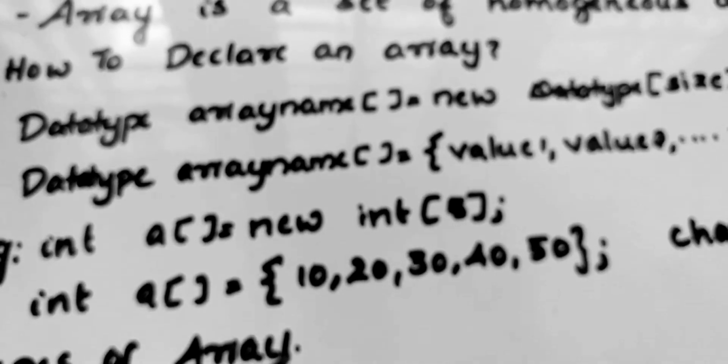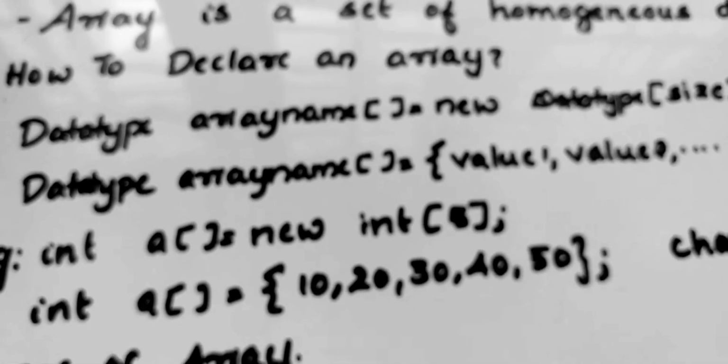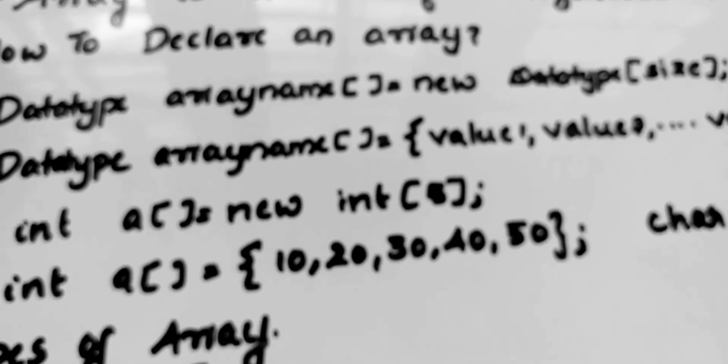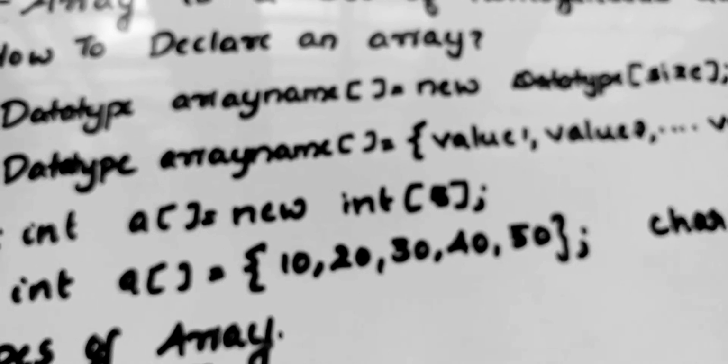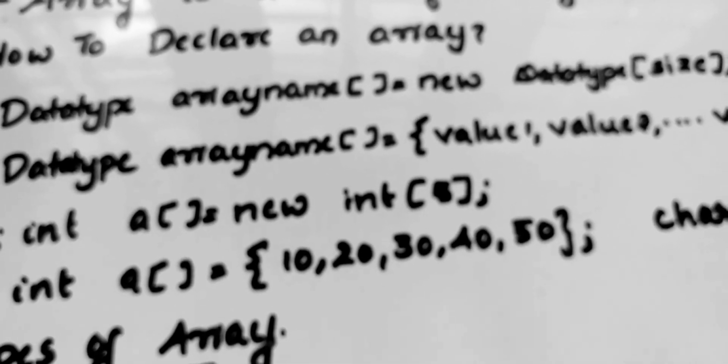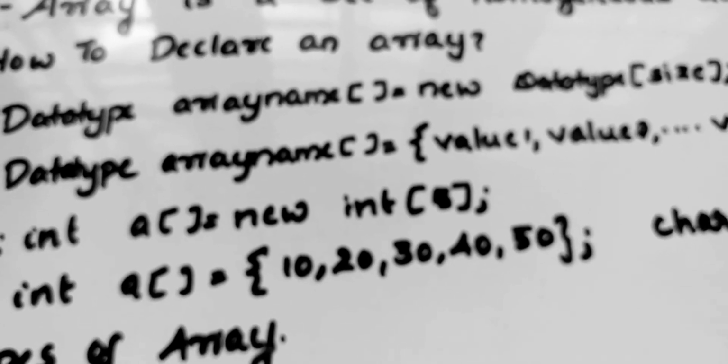If we are using the second method of declaring an array, then we can assign values to the program at the designing stage itself. The values assigned to the array will be constant.